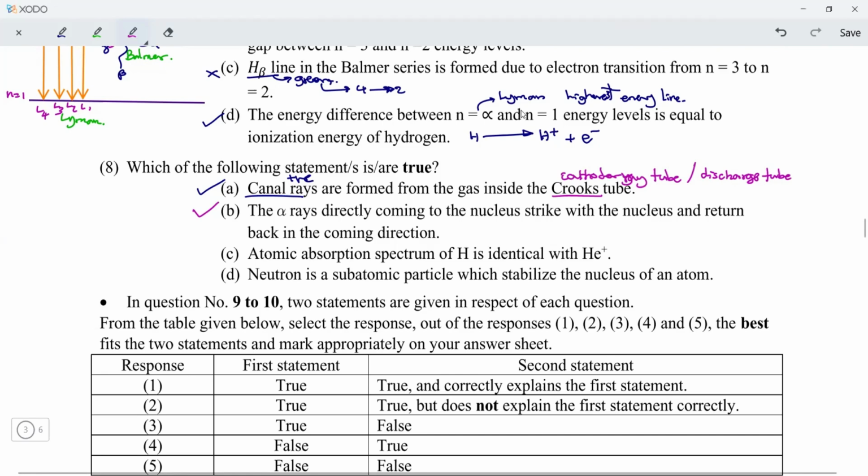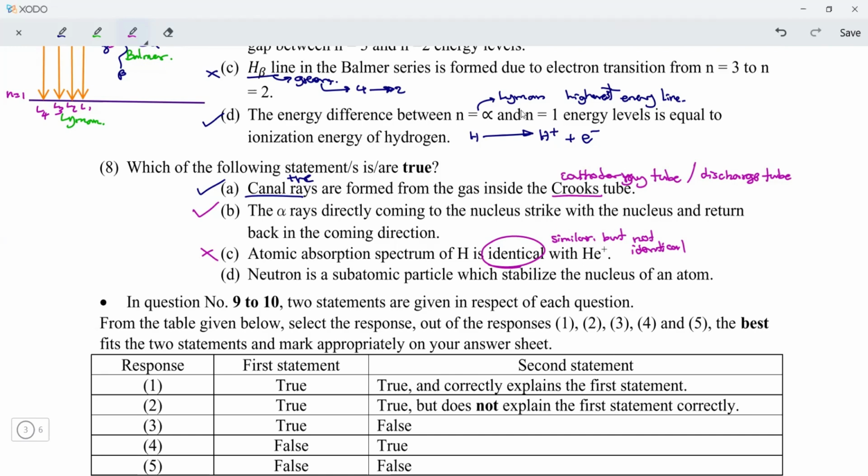Atomic absorption spectrum of hydrogen is identical to that of helium. That is wrong. You can't say identical. You can say similar, but not identical. That term is a very dangerous thing. Similar, but not identical, because both are single electron systems. Helium plus also has one electron. But it is not giving you exactly the same emission or absorption spectrum, because of the difference of the energy required to transit. Hydrogen has a +1 nucleus, but helium has a +2 nucleus. So the nuclear attraction is higher in helium. So the energy required to jump between energy levels is also different. So you can't expect to have the same lines, same energies. It will be different.